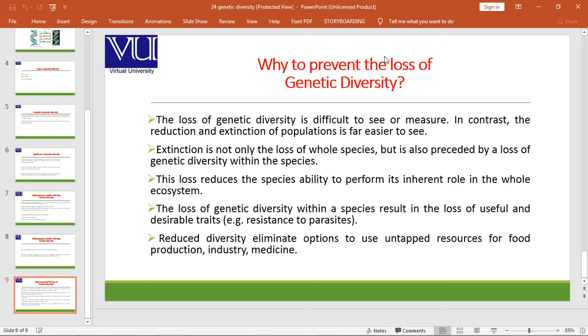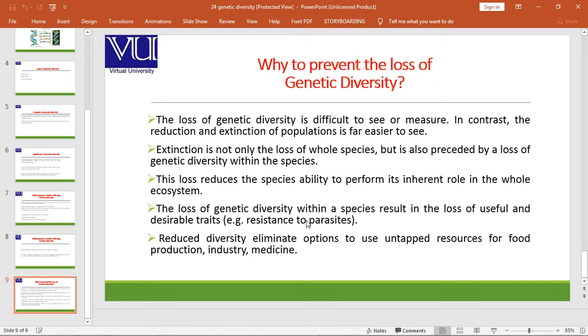Why prevent the loss of genetic diversity? The loss of genetic diversity is difficult to see or measure. In contrast, the reduction and extinction of populations are far easier to see. Extinction is not only the loss of whole species, but is also preceded by a loss of genetic diversity, and a reduced ability to perform its inherent role in the whole ecosystem.